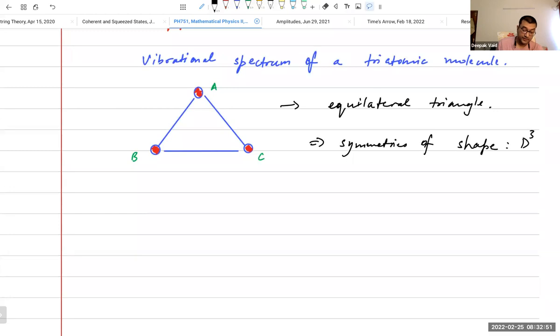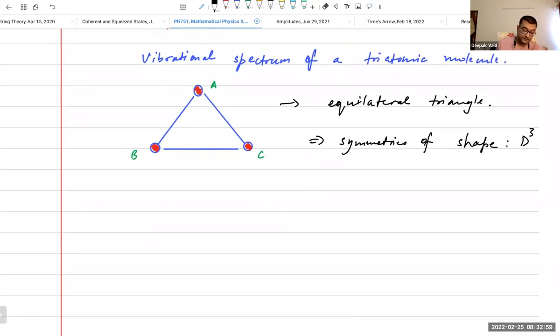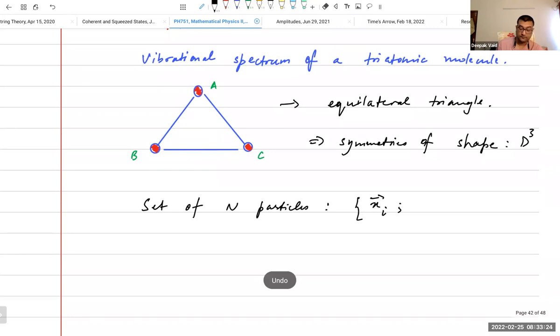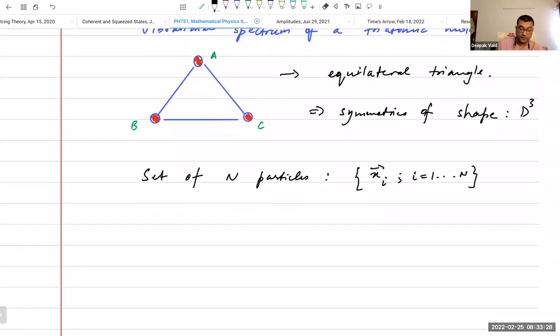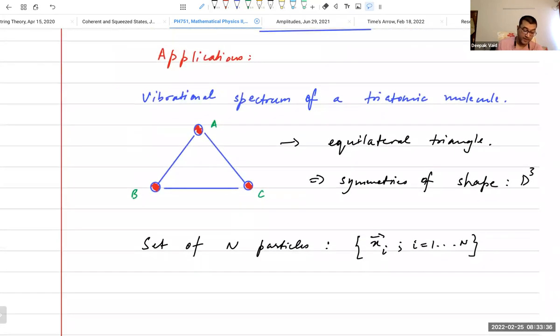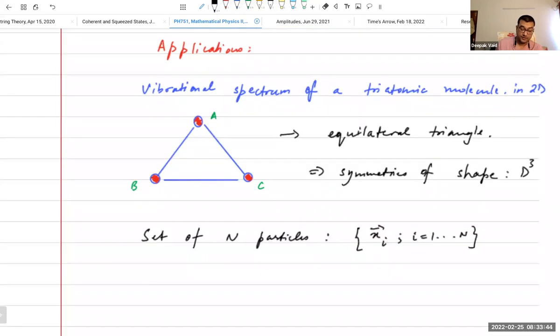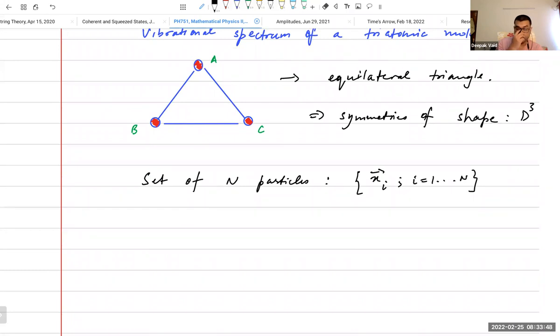Now, we are interested in understanding something about the vibrational spectrum. And so what do we mean by the vibrational spectrum of anything? So if you have a set of n particles, let's say, and each particle has some position vector, so if you're talking about the vibrations of this molecule, and we are going to talk about the vibrations of this molecule in a plane, okay, this is important. So in 2D. In that case, this vector would be two-dimensional, right?